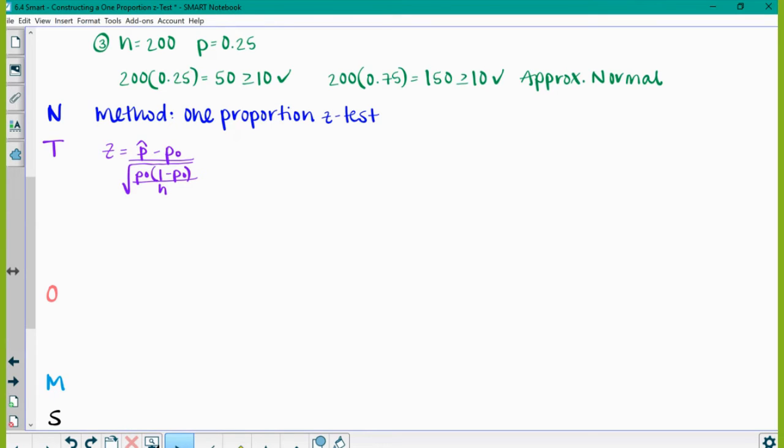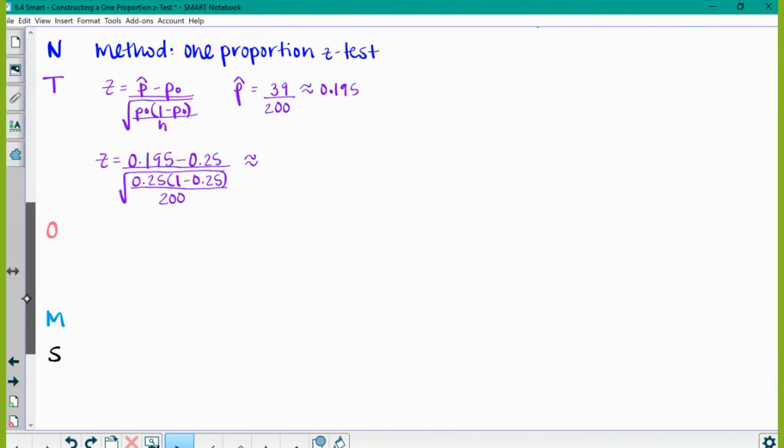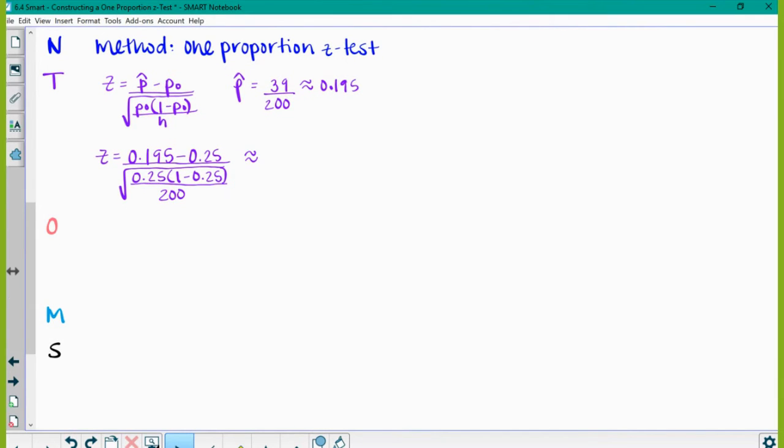I know what p naught is, 0.25. I know what n is, 200. p hat, I will have to calculate. That's my sample statistic. So I'm going to take her survey of 200 students. 39 of them have a part-time job. So my p hat is 39 over 200, which is 0.195. And then from here, I'm just plugging in what I know. I know that my p hat is 0.195, p naught is 0.25, and my sample size is 200. Just plugging in my values.